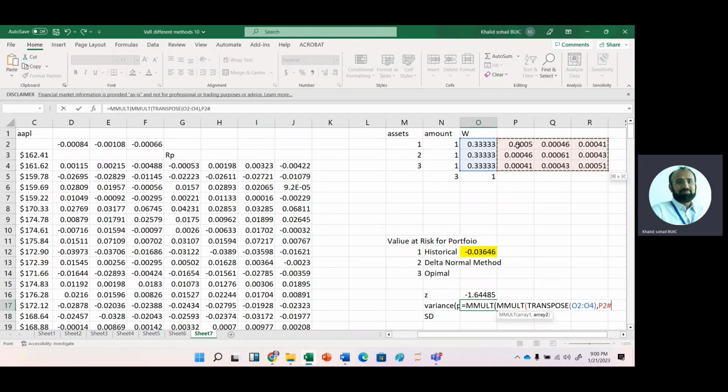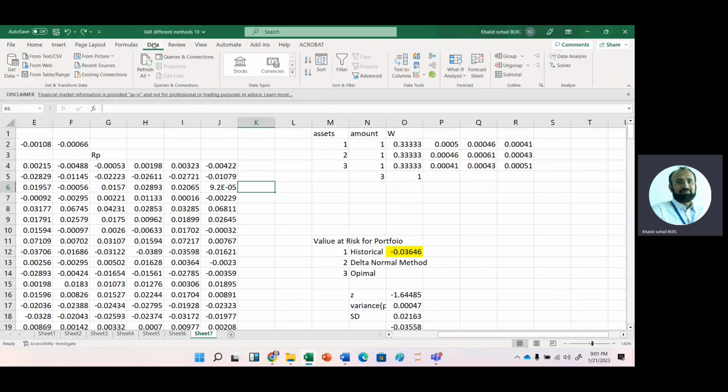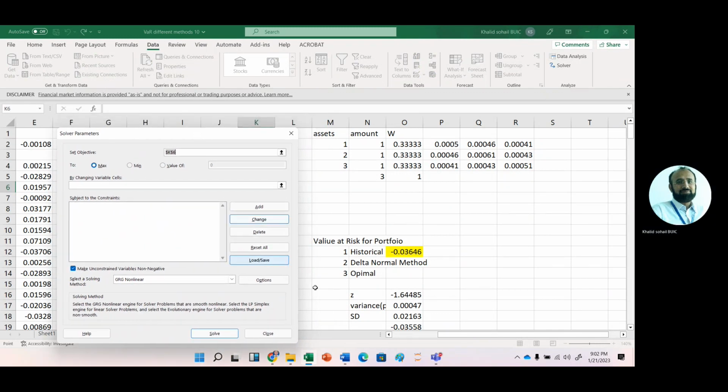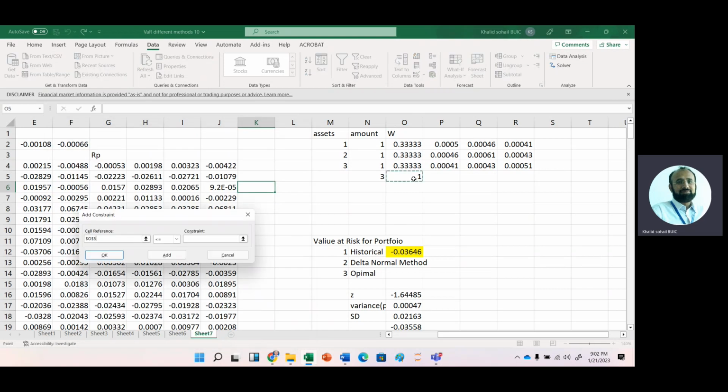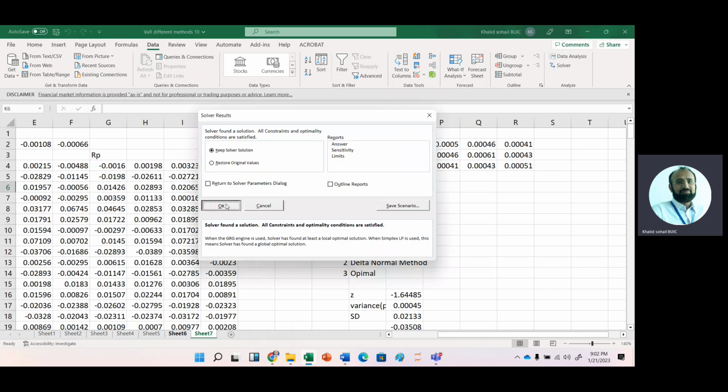Now for optimization, how we can reduce this value at risk by use of the optimization concept. Now just go to data analysis, go to data and then select solver. Now here, let's say we want to minimize variance of portfolio by changing weights, and the only constraint is that sum of weights is equal to 1. Okay, now solve this one. Yes, solver has found a solution and then okay.